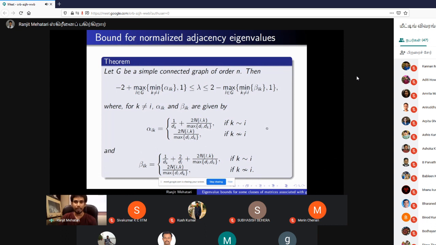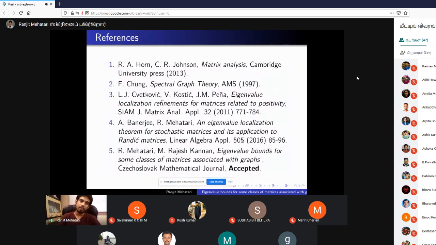Okay, so I think that's all from me. There are a lot of results in this direction. You can find them in the paper, Eigenvalue Bounds for Some Classes of Matrices Associated with Graphs. This is the base paper, so the first ideas you can get from this paper. These are all the references. Thank you.